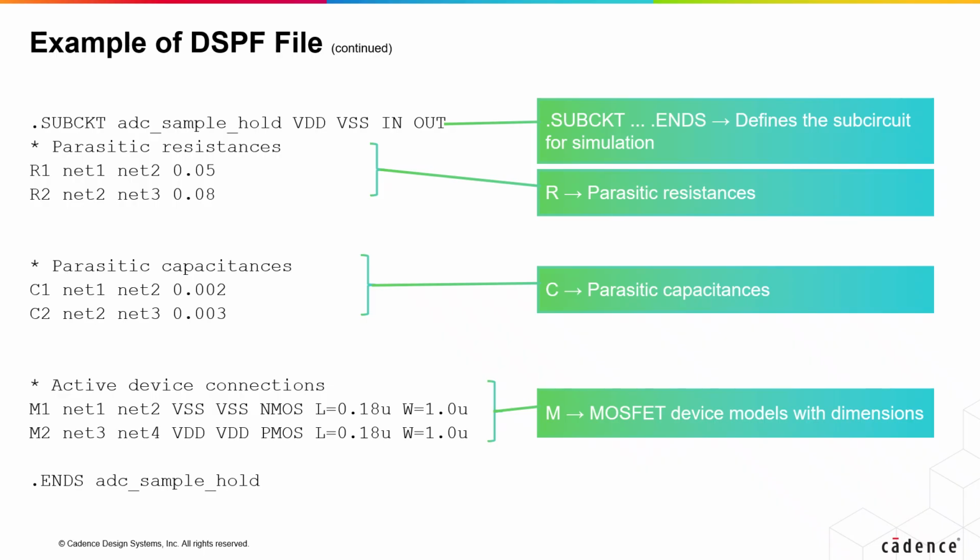Finally, ENDS ADC sample hold marks the end of the subcircuit definition. In summary, this SPICE netlist combines parasitic elements and device models to provide a highly accurate representation of the circuit after layout. It is essential for post-layout simulations, timing closure, and signal integrity verification, ensuring that the design performs as expected under real-world conditions.